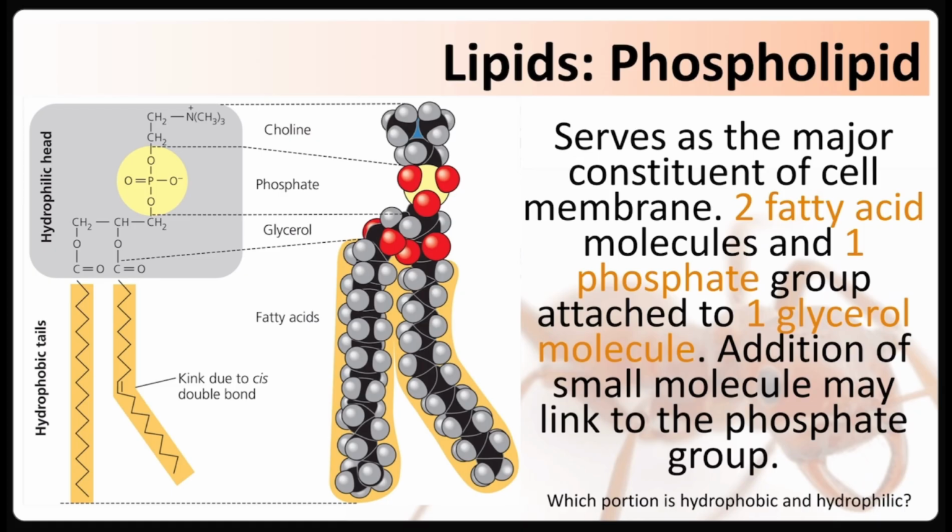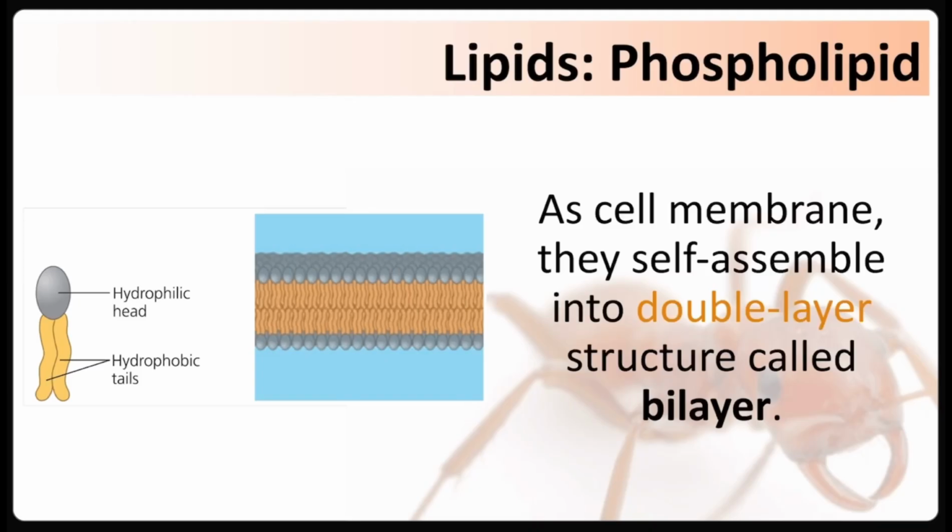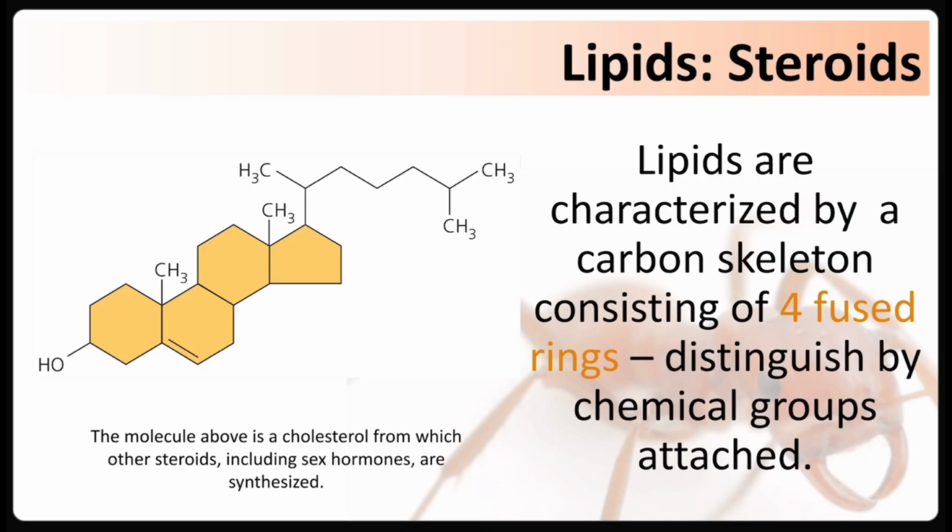That unique structure, as we discussed from our previous lesson, allows phospholipid to form cell membranes where they arrange into a bilayer with heads facing the water and tails tucked inside or hiding inside. Okay? Now, as cell membrane, they self-assemble into double layer. That's why they are called bilayer or the phospholipid bilayer.